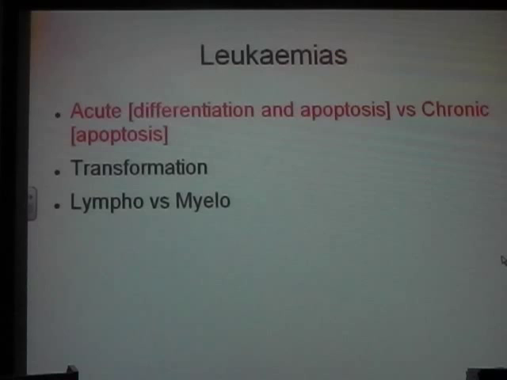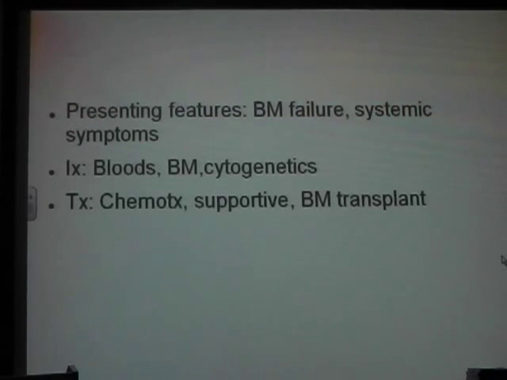And you can divide them into those that affect the lymphoid or the myeloid lineages. How do they present? Really similar to your lymphomas: bone marrow failure, systemic symptoms. We'll investigate in a very similar way and treat again in a very similar way. Okay, so that was the malignancies. So on to clotting disorders.